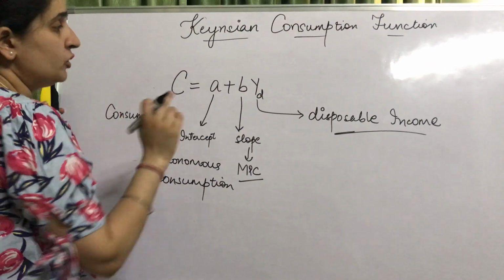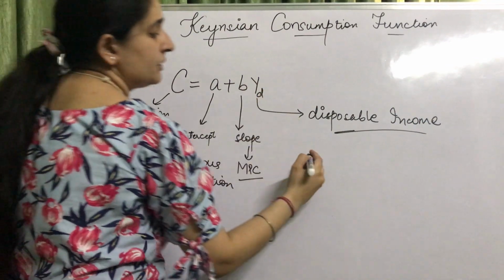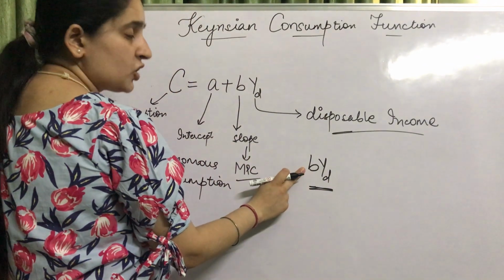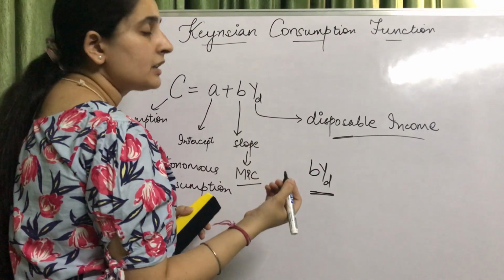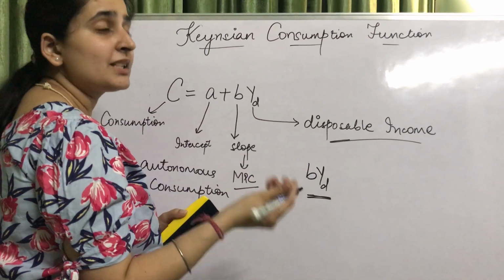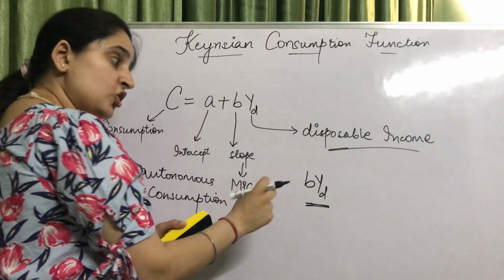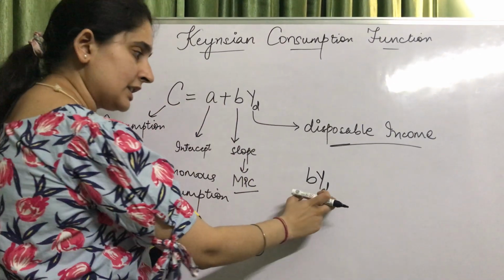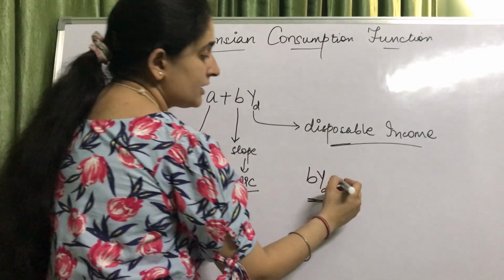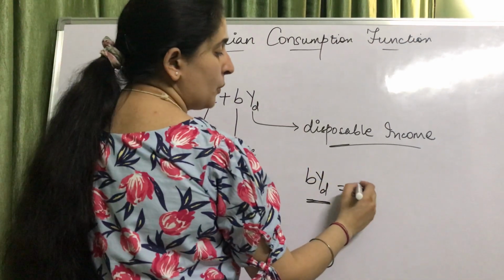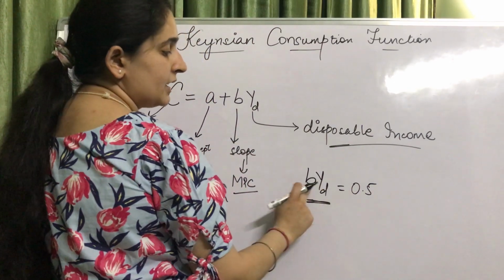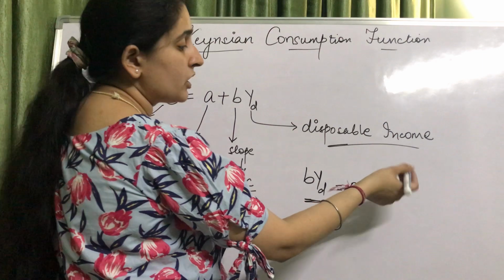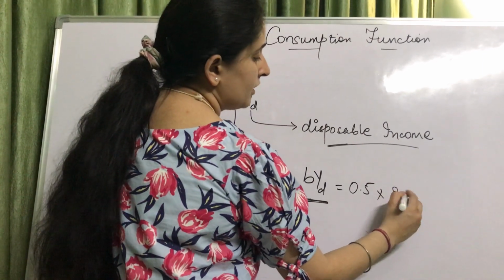I hope this is clear to you. I'll just explain this term, B YD. What does this mean? For example, my income changed by some amount, say 100 rupees. Out of that 100, how much do I want to take into consumption? This depicts that. For example, if my MPC is 0.5, then B is 0.5 into my disposable income. I said 100 is my total income, so after paying taxes it is only 80.